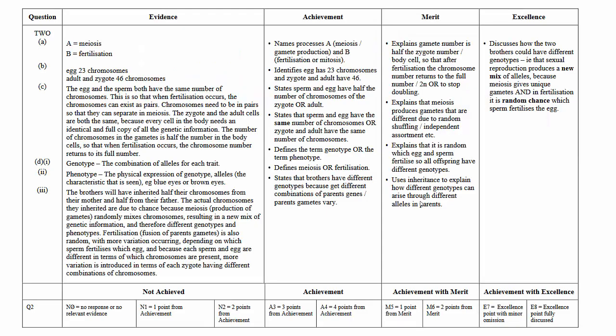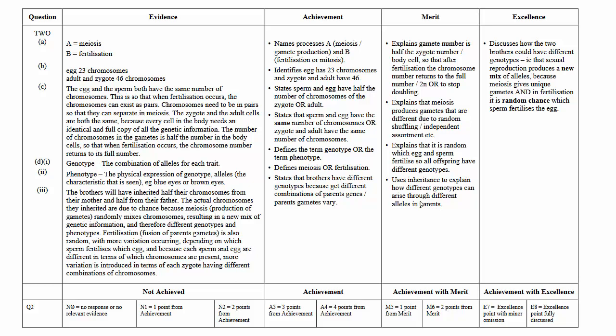Okay, so now we're going to go over the answer to question 2D, I, II, and III. So for 2D I, you should have said that the genotype is a combination of alleles for each trait, and that the phenotype is a physical expression of a genotype, the alleles, the characteristic that's seen, for example, blue or brown eyes. Okay, defining genotype or phenotype gives you an achieved point.